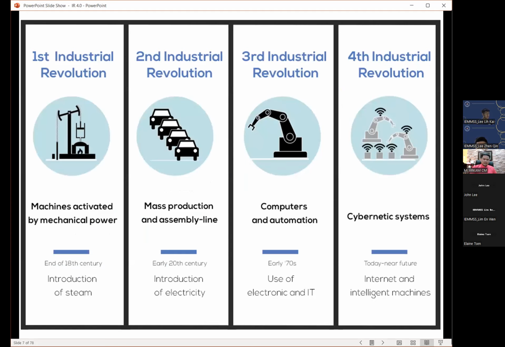Okay. End of the 18th century, we talk about the steam turbine again, electricity in the 20th century, the early 70s, we're talking about electronics. It's not the 20th century, it's supposed to be the 19th, starting on the 20th century. The use of electronics and IT in the 70s, and also in the near future we're talking about cyber things: smart home, smart building, smart phone, smart cars, smart controllers and whatnot. So internet, intelligence, and machines become one.